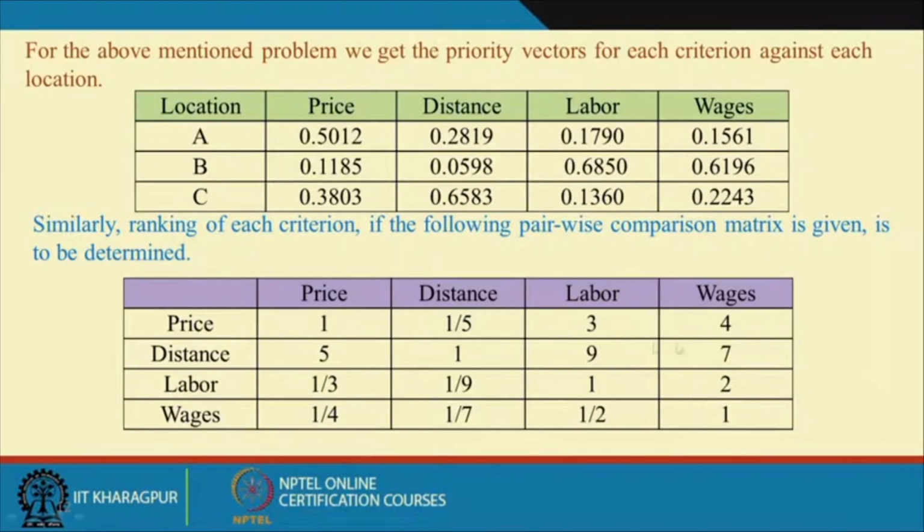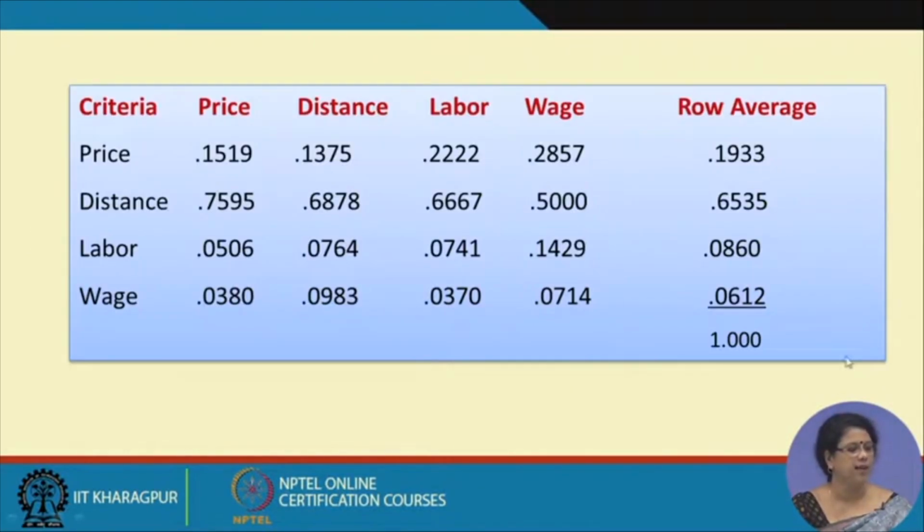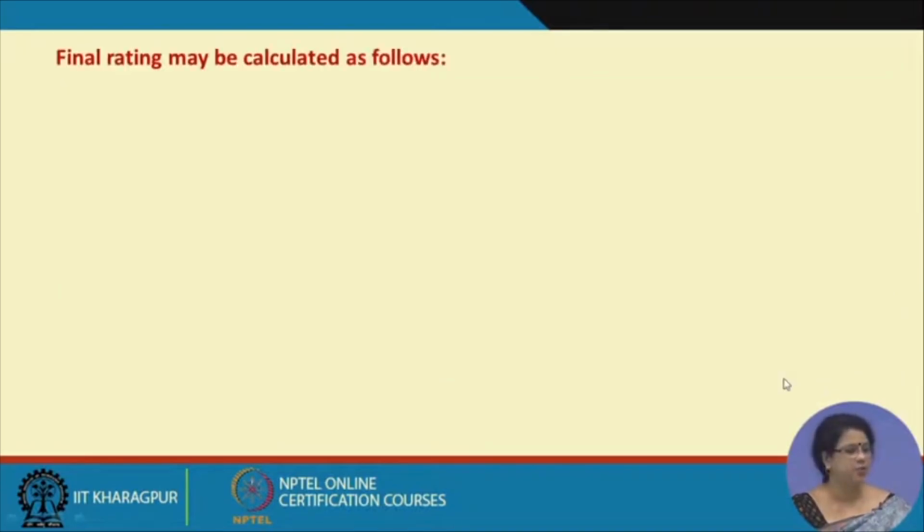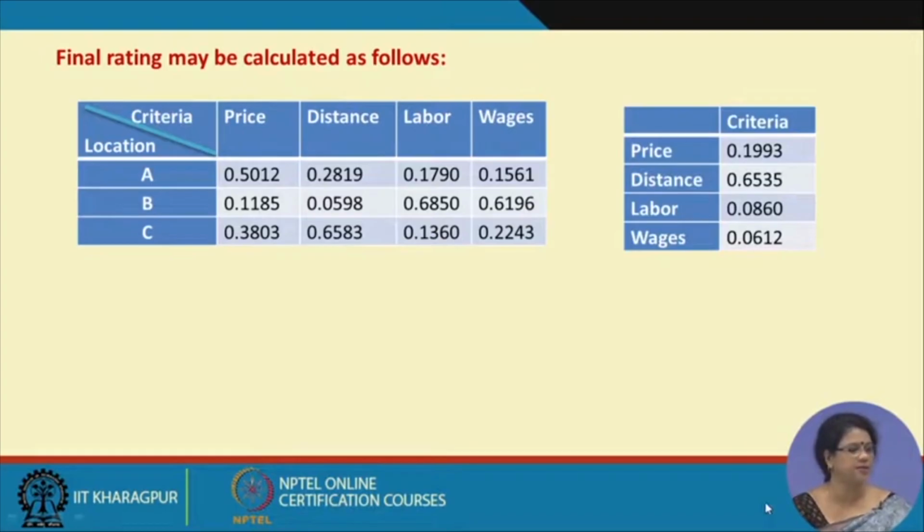In this way we can have the matrix like this. Here also you could understand, as we have done for price, distance, labor and wage, we can do again here the priority vector for all criteria, that is also quite possible. Now, if this is so, then we can have another matrix for price, distance, labor and wage. This is the priority vector. That means, we are doing some kind of normalization so that the sum is 1. If I just put all together, this is the situation for us.